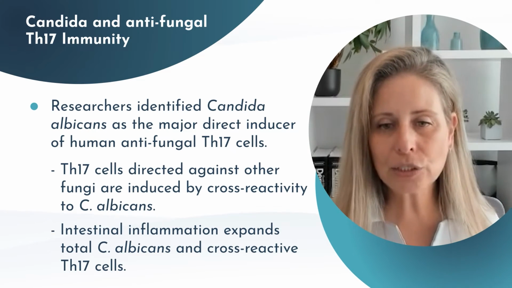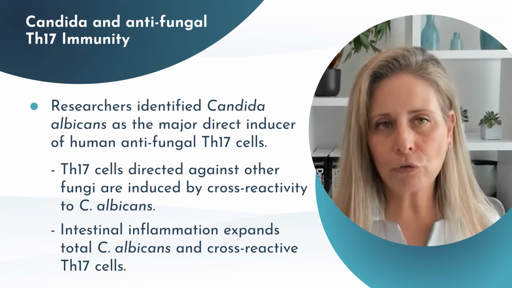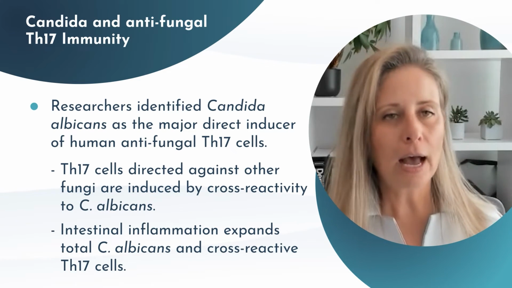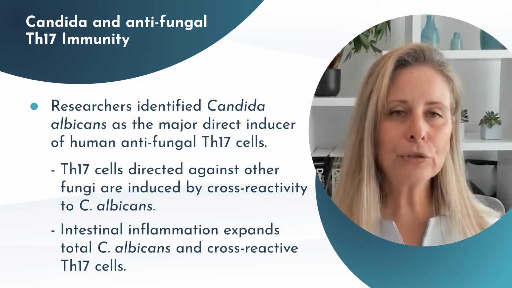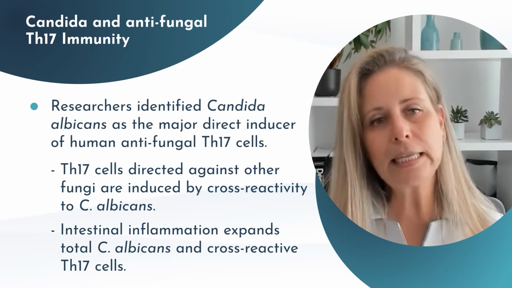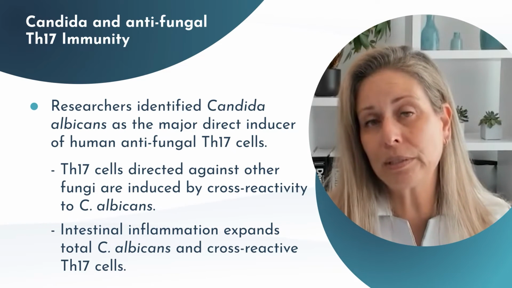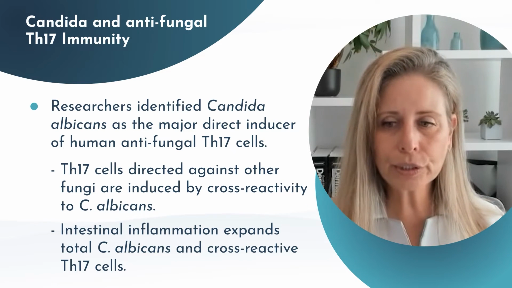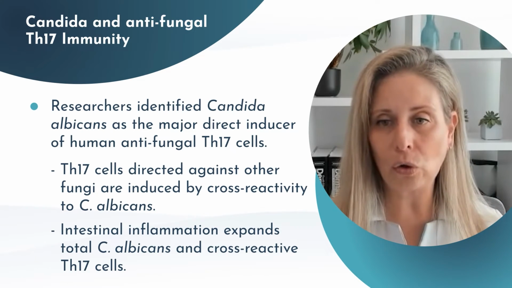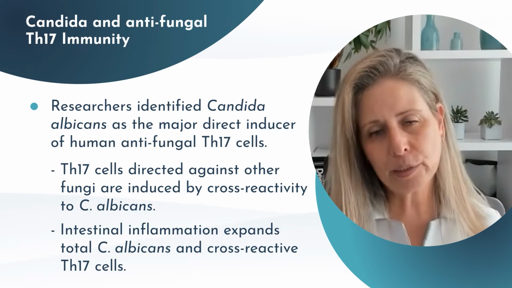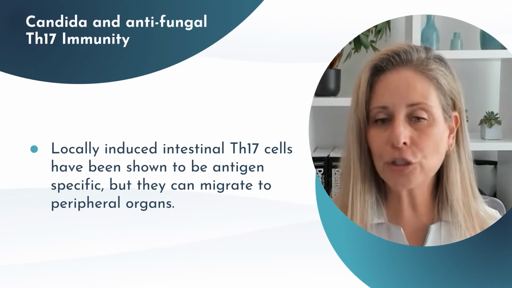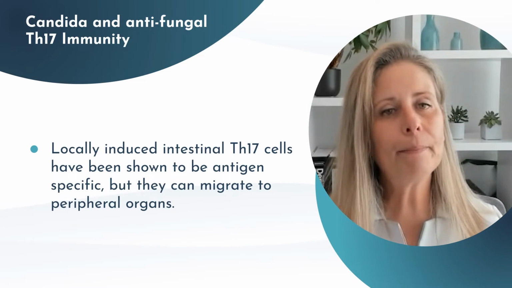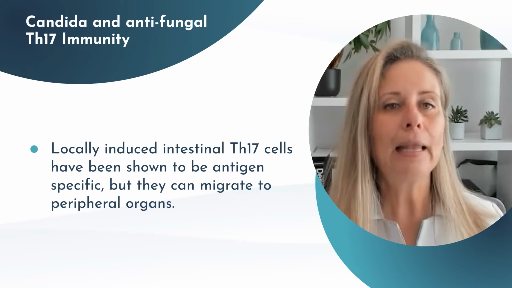So if you have intestinal inflammation with an overgrowth of C. albicans, you're going to be driving production of Th17 cells. And there's a cross-reactivity because they're trained against Candida, which is maybe one of the reasons why we have it and we allow it to live there. But then those trained cells can go cross-react with other fungal organisms. So it's been shown that locally induced Th17 cells are antigen specific against Candida, but they can migrate to peripheral organs like the skin.